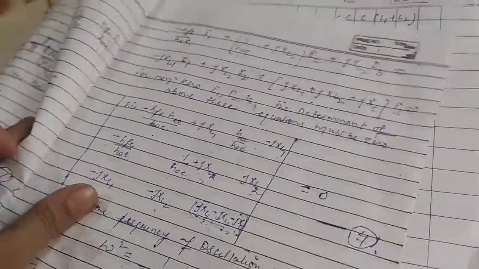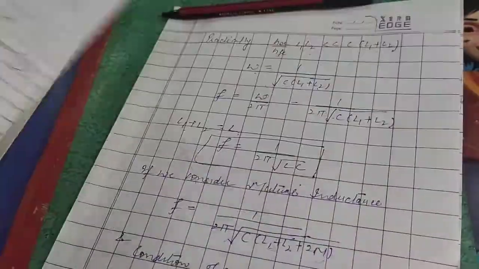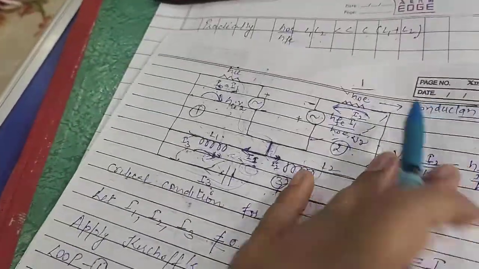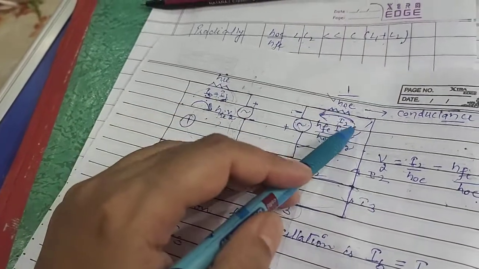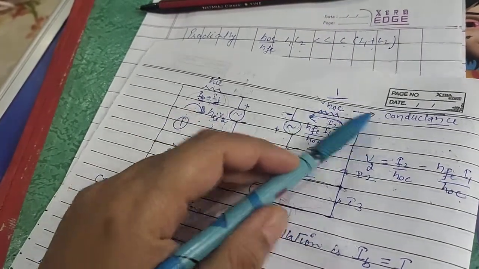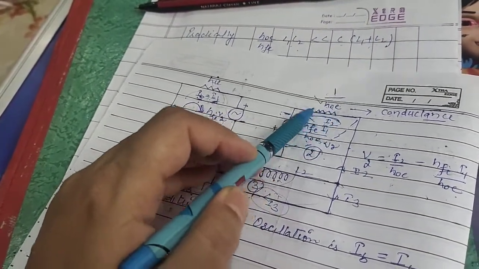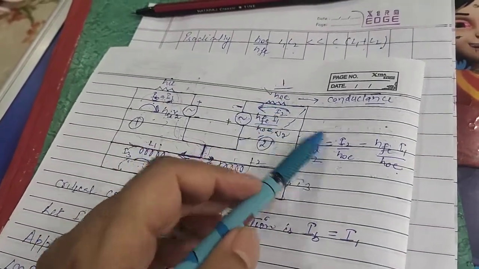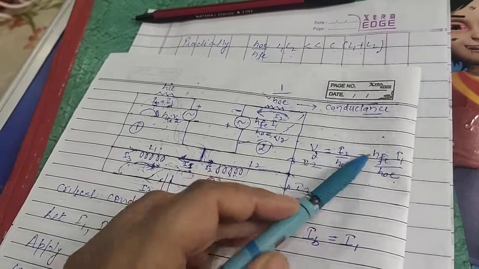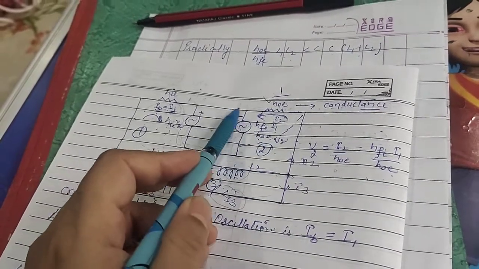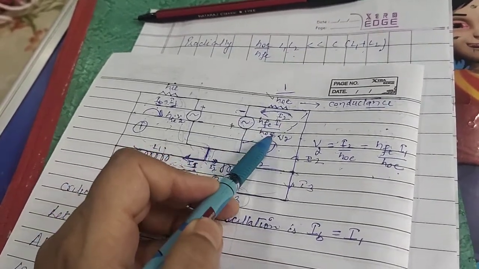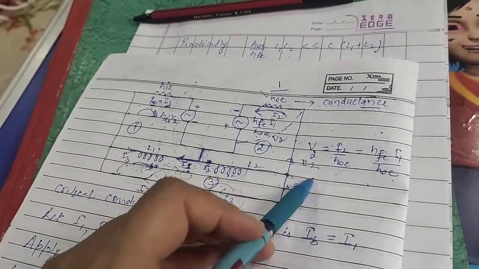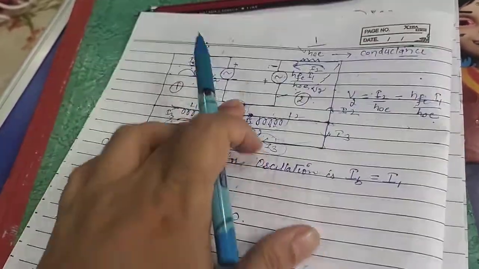So when we convert the current source into a voltage source, our circuit diagram becomes like this. HOE is our conductance, but 1 by HOE is our resistance. So this is the voltage across this path. Voltage is equal to current divided by conductance, and because there is a negative sign, it is minus HFE I1 divided by HOE, and this is the input part.